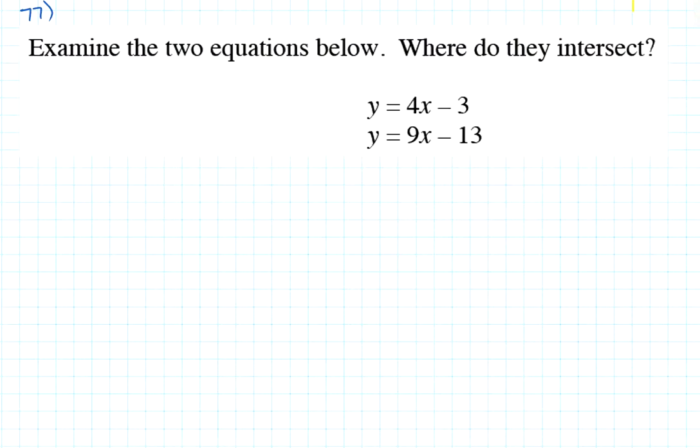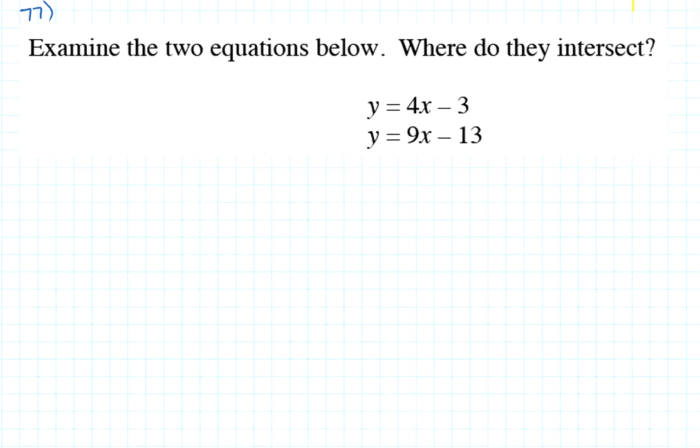Question 77, examine the two equations below. Where do they intersect? Now, my first thought is obviously, hey, I'm going to get some graph paper and graph these. One's got a y-intercept of 3, the other one has a y-intercept of negative 13, and I can see both of their slopes. But that's a pretty large graph, and I don't know that that's going to be the most accurate number as to where the lines would actually intersect.